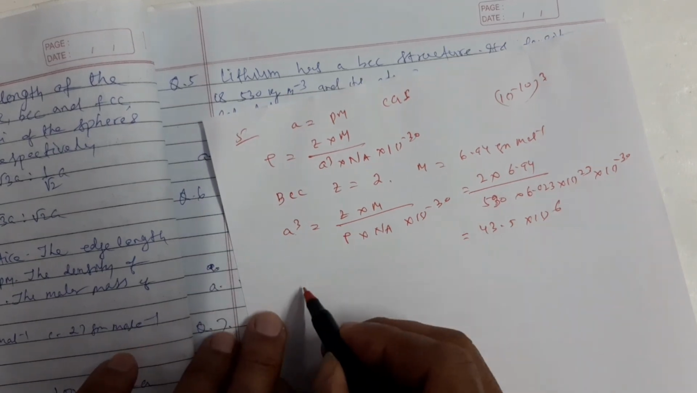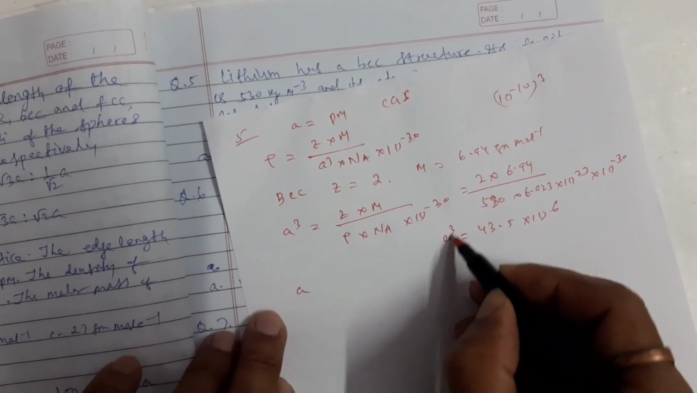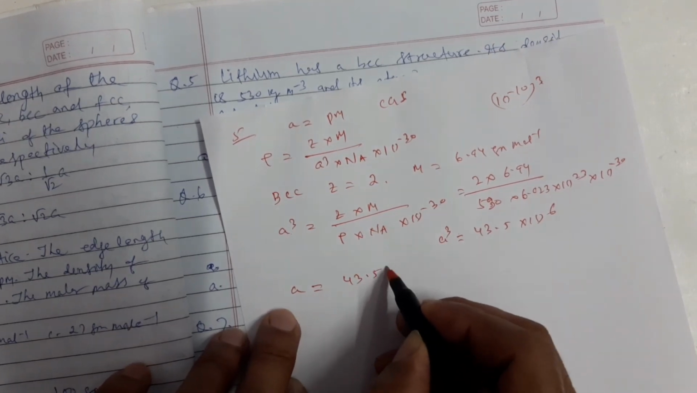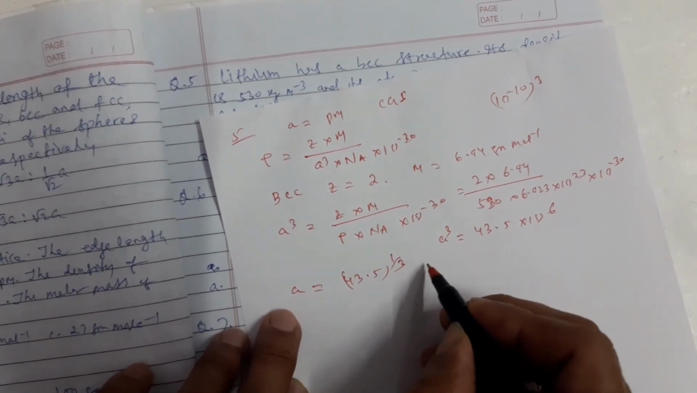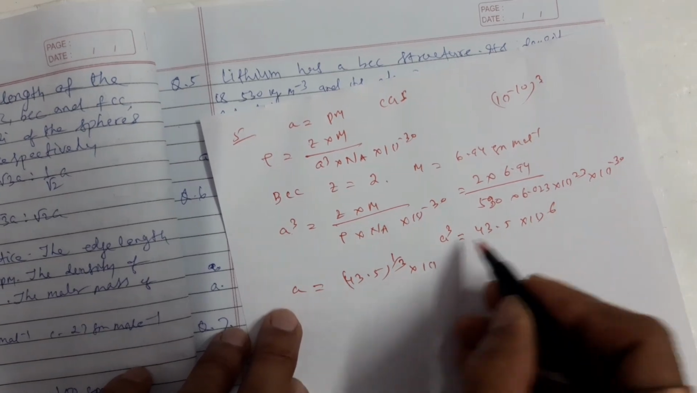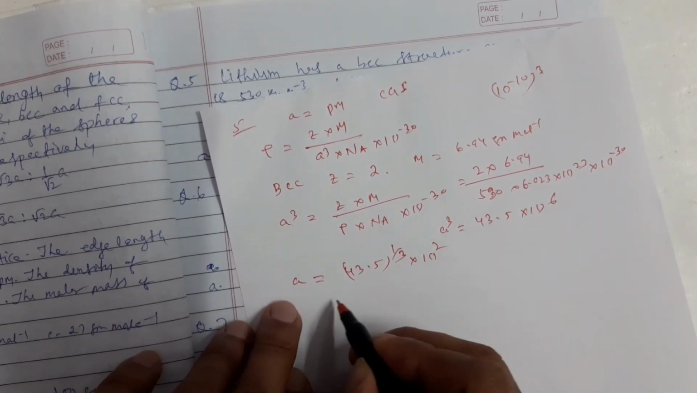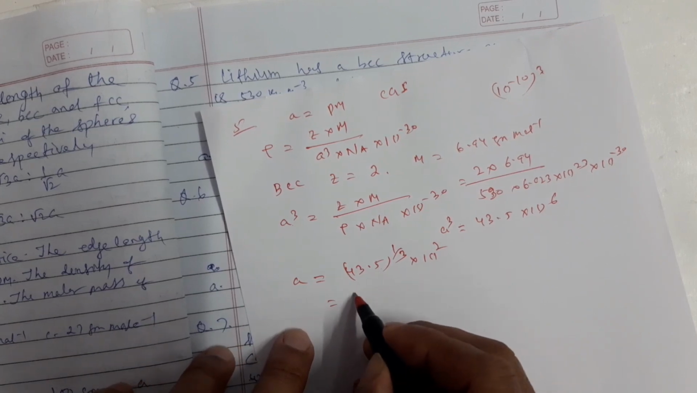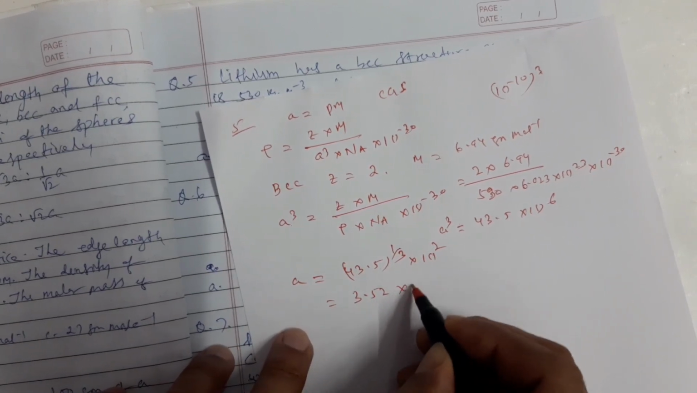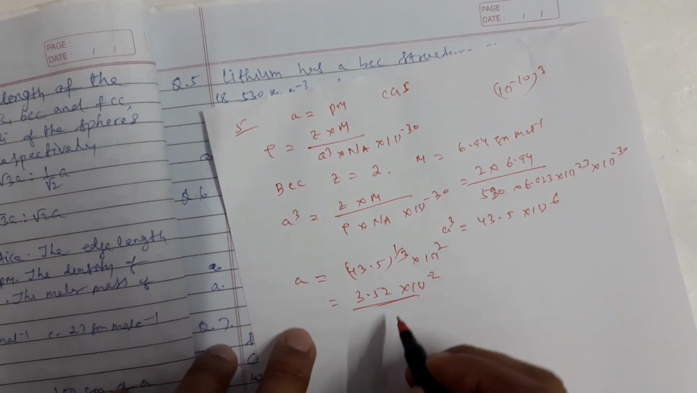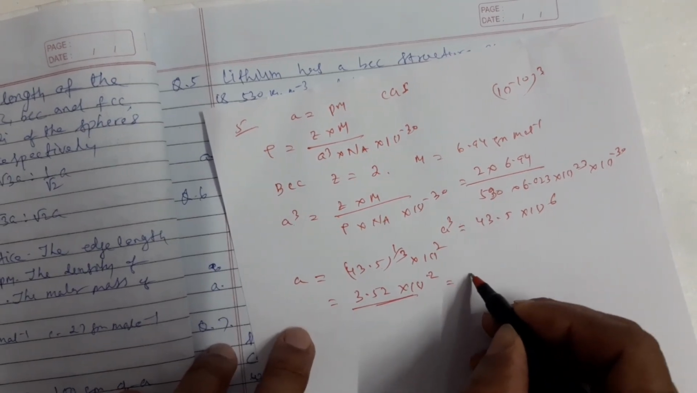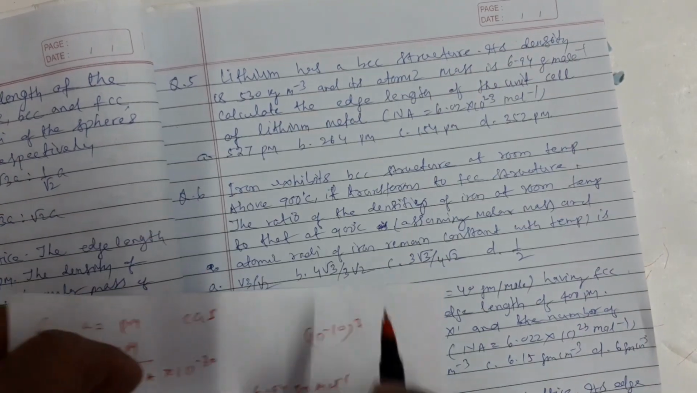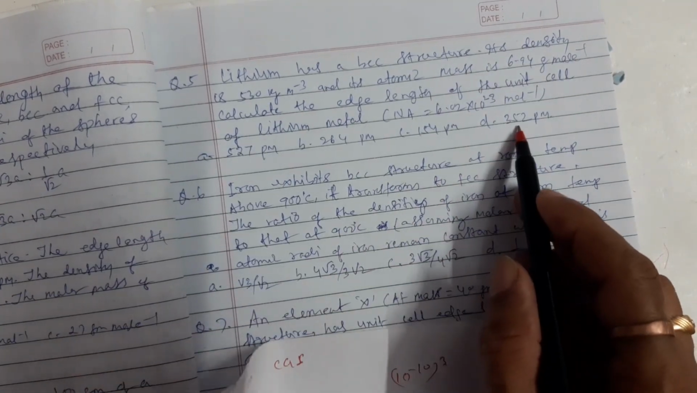But our requirement is a, so how will a come? 43.5 to the power 1/3 and 10 to the power 6 by 3. So 43.5 to the 1/3, you will get 3.52 and 10 to the power 2. Okay, so approximately it is 352 pm. So the answer is 352. Choice D is the correct answer.